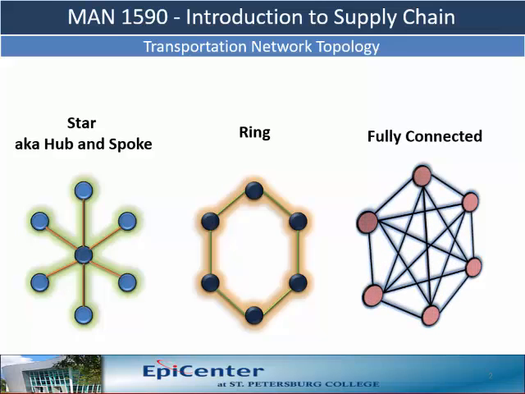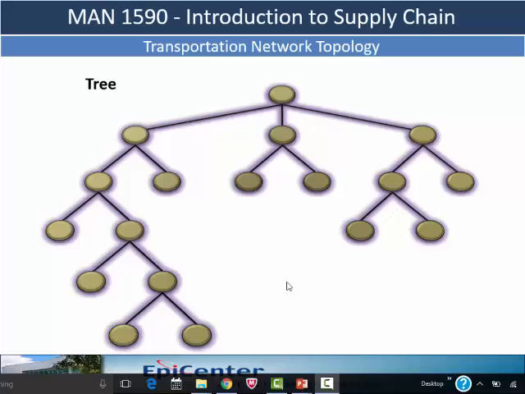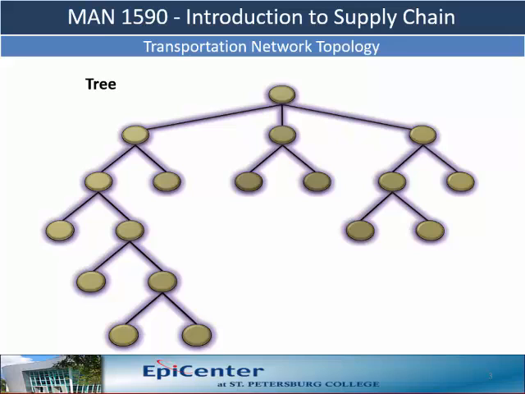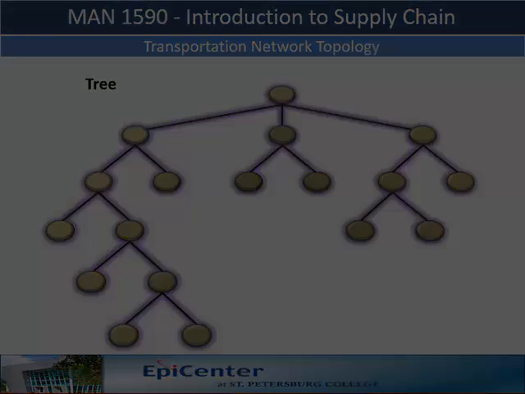A fully connected network topology is what you would see in a map of a city or the freeway systems here in the United States. The last transportation network topology we will see is the tree topology. This is made up of nodes and arcs, as you see. The importance of this type of topology is that it is used to represent a typical supply chain.